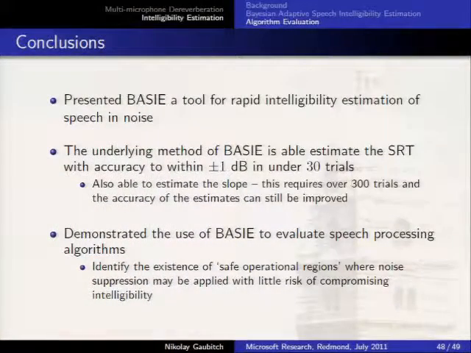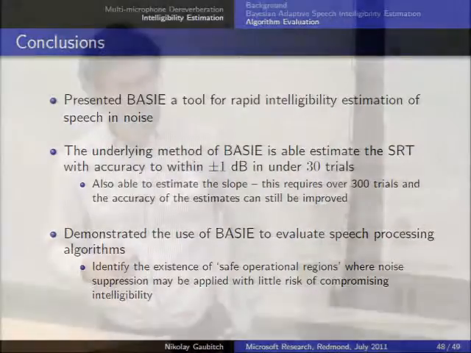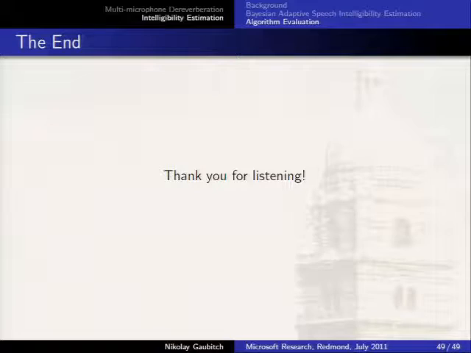So far from speech enhancement. To sum up that part, this is the presentation of the BASIE tool, which can help you estimate the intelligibility relatively quickly. In about 30 trials, you can get an accuracy of ±1 dB. And I showed you how you can use this to search a space of settings with subjects relatively quickly. So thank you for listening.